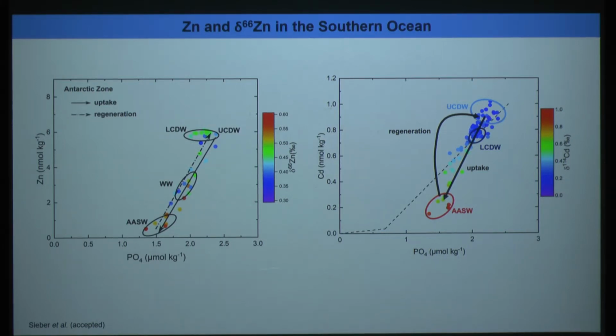This is just zinc and phosphate and cadmium and phosphate both in the Southern Ocean, just to show you how similarly those two behave within the Southern Ocean. Very much unlike what I showed you in the beginning for the North Pacific. So for both you have this nice linear correlation between zinc and cadmium respectively against phosphate, just because you cycle both very similarly over the shallow depth scale of the surface Southern Ocean.